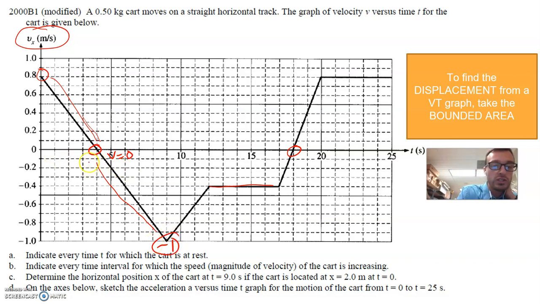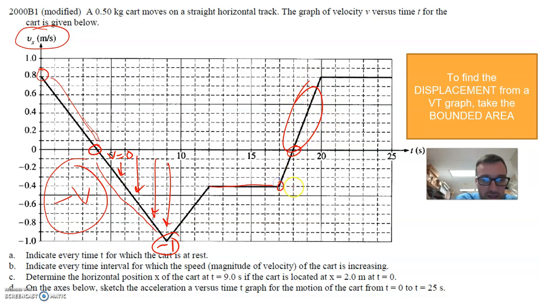So once you are in the negative velocity region of your velocity time graph, which is anywhere below the x-axis, why? Because all the values are negative. Once you're down there, you're moving backwards. And so this is actually speeding up backwards. So this would be one of your answers for part B. You would say from 4 to 9 seconds, we were increasing our speed. And then, of course, from 18 to 20 seconds, you were increasing your speed.